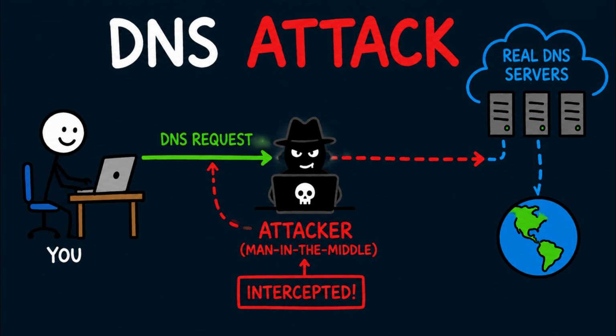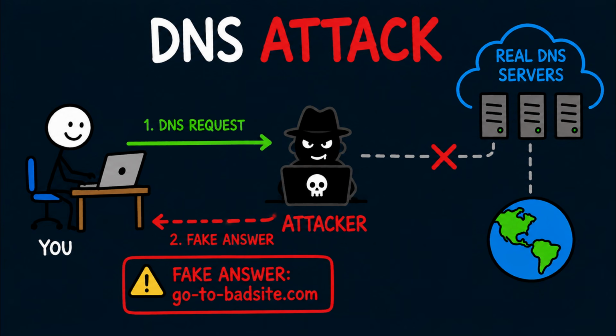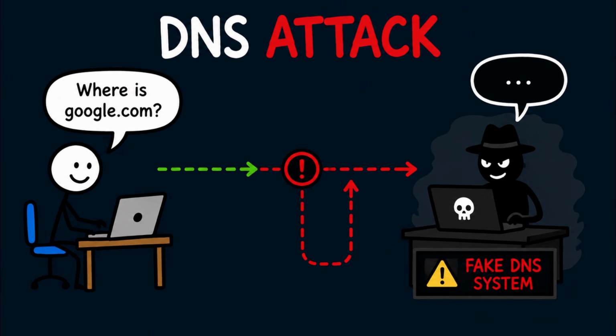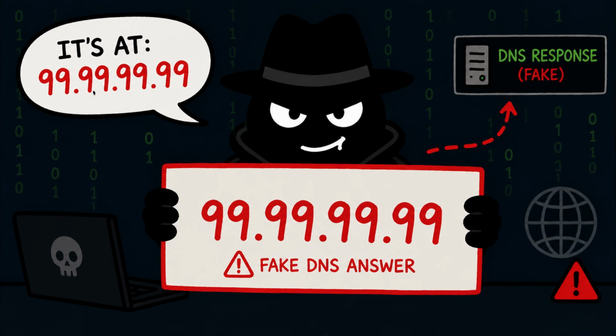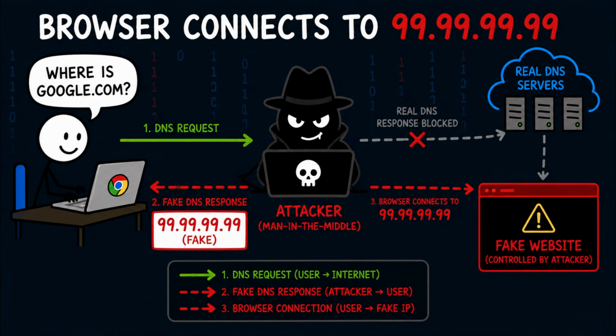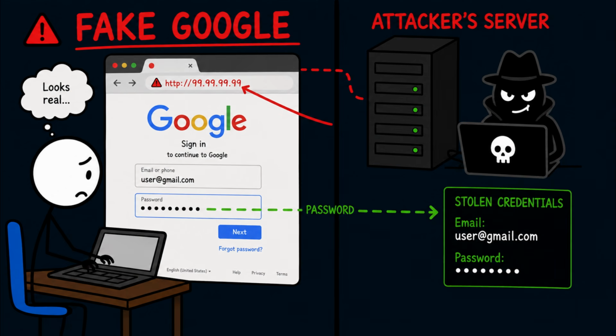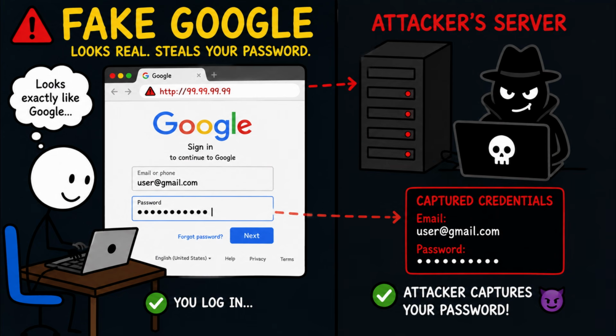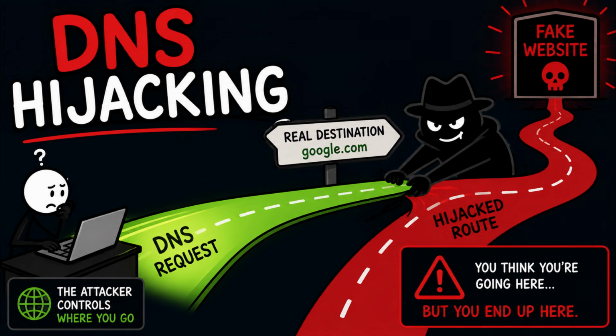Now imagine a DNS attack. An attacker intercepts your request and responds with a fake answer. Where is google.com? Attacker: it's at 99.99.99.99. A fake address. Your browser connects to 99.99.99.99, which is the attacker's server. You see a website that looks exactly like Google. You log in, the attacker captures your password. This is called DNS hijacking, and it's one of the most dangerous attacks on the internet.